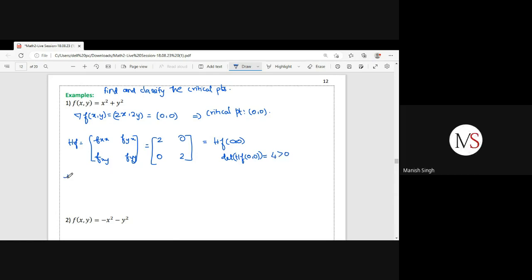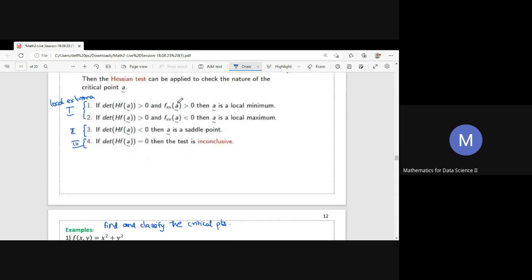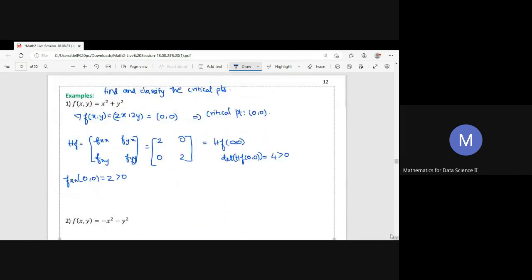And what is fxx of 0 comma 0? 2. Again, it is positive. So if this is positive and this is also positive, then what category does it fall in? What is the critical point now? Local minimum. So 0 comma 0 is the local minimum.